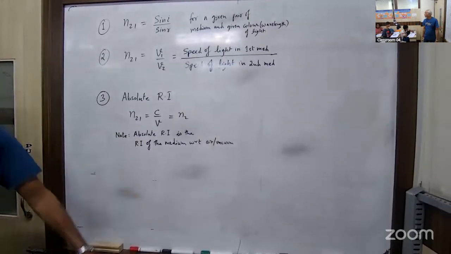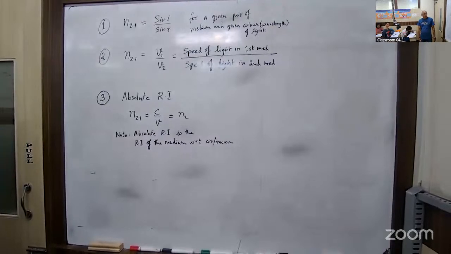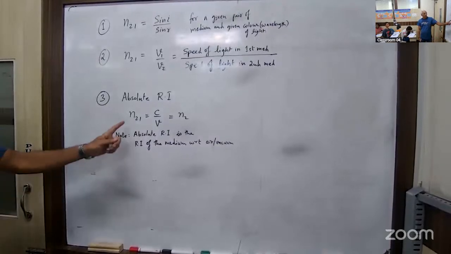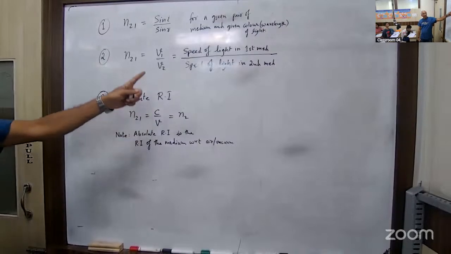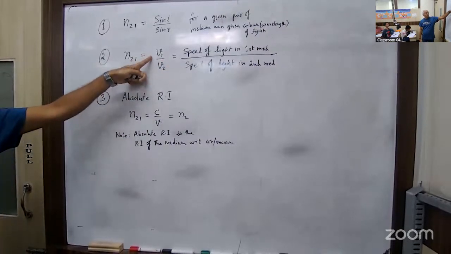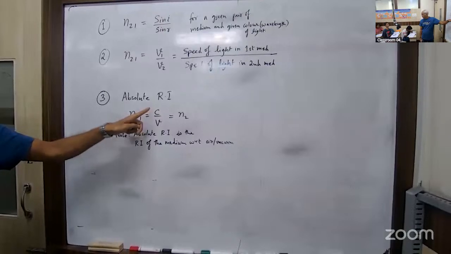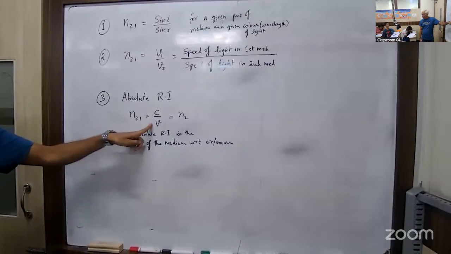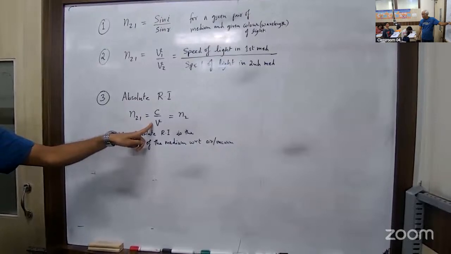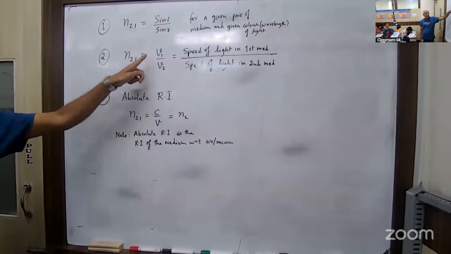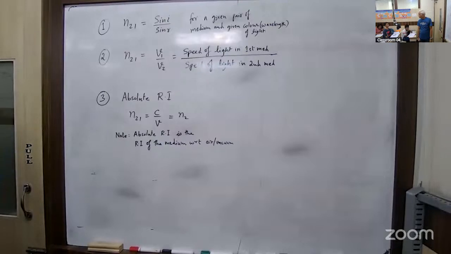Okay? So what's that, C by V is equal to N2? When first medium is air, then the speed in the first medium V1 becomes C, speed of light in air. And V2 becomes its speed in the refracting medium, in the second medium. This formula. So that is equal to N2.